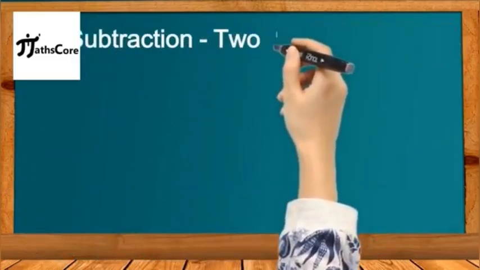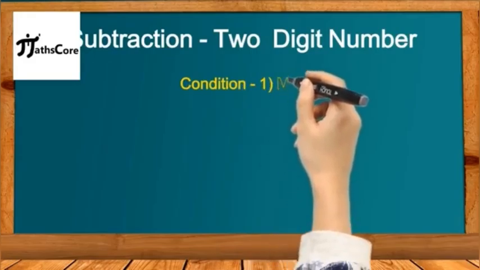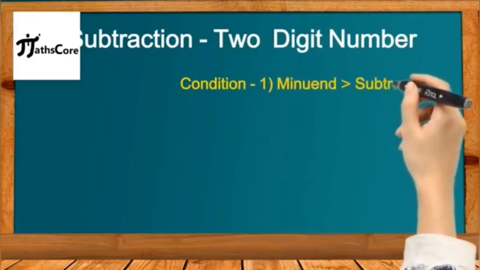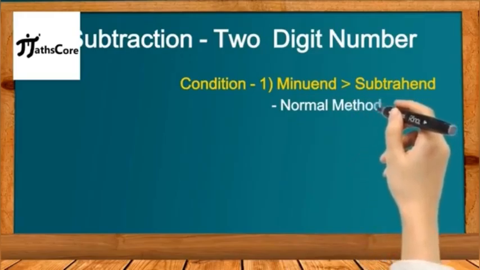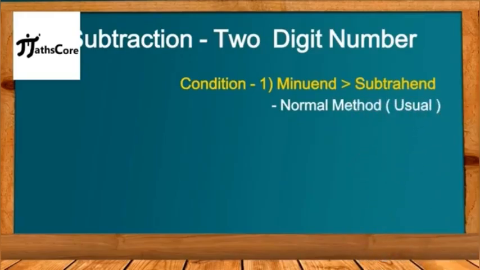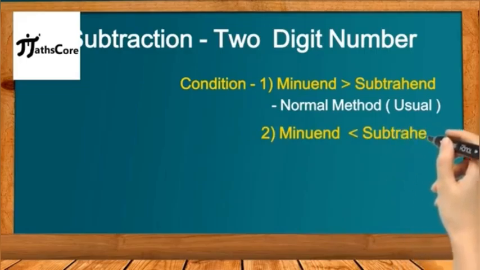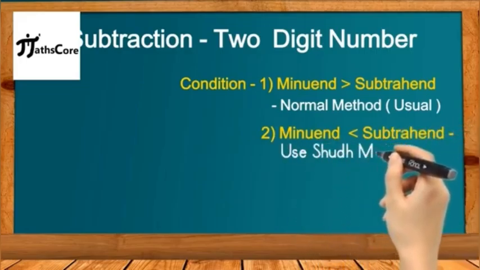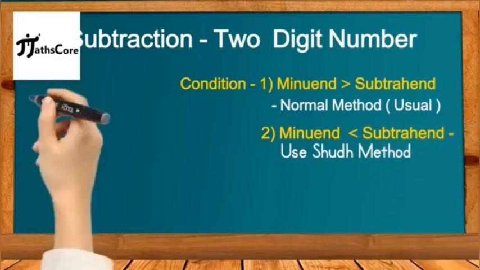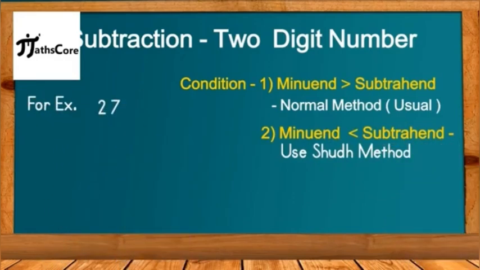Let us start with subtraction of 2-digit number. Here we need to follow 2 conditions. First one is, if minuend is greater than subtrahend, then we have to solve example by using normal method, usual method which we have learned in our school. And second condition is that if minuend is less than subtrahend, then we have to solve example by using Vedic math method, which is known as subtraction by Shuddh method. Okay, so let's start it.